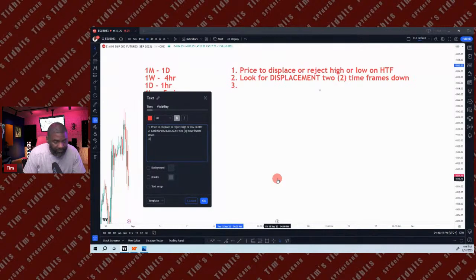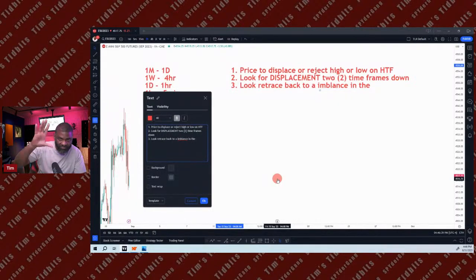Then three, you're looking for a retrace back to an imbalance, if it's a discount or premium, anywhere around equilibrium. Discount, premium. Just get used to how that time frame works.